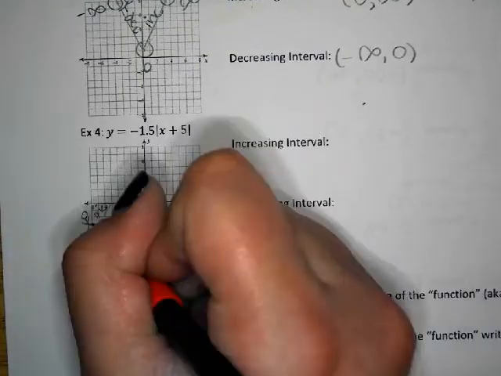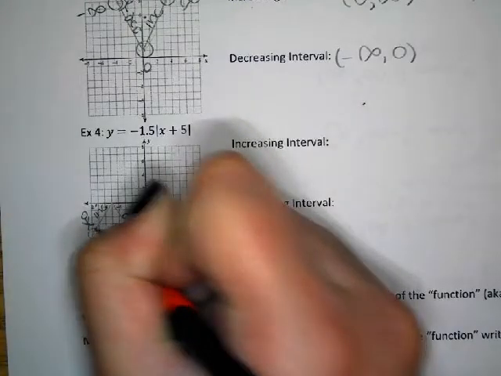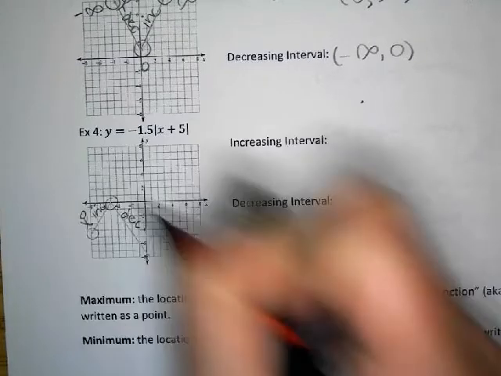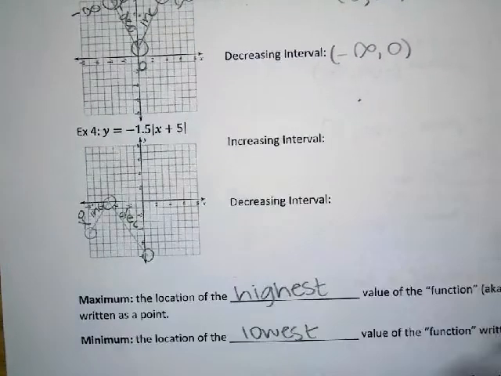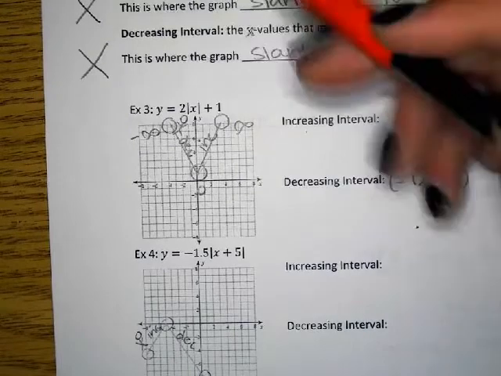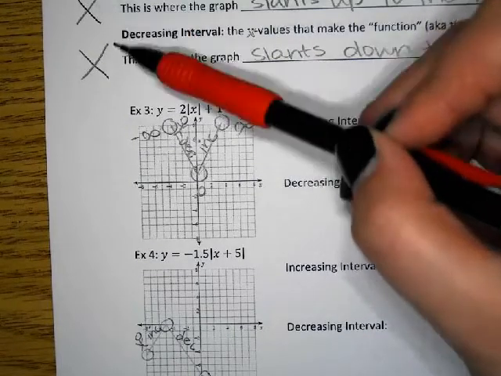And then what we need to do is label the important x values. And I know that they are x values because with increasing and decreasing, you're always labeling x's.